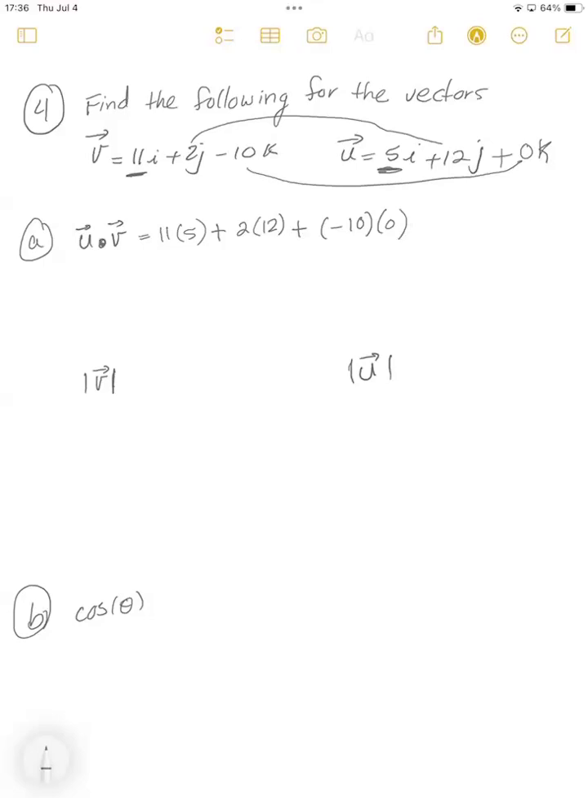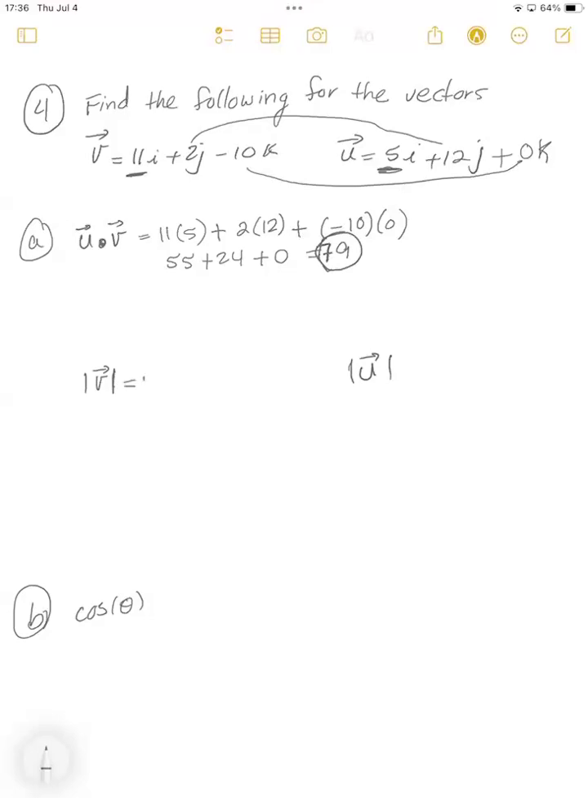11 times 5 is 55. 2 times 12 is 24. Negative 10 times 0 is 0. So when we add them, we get 79. That is u dot v. U dot v is 79.